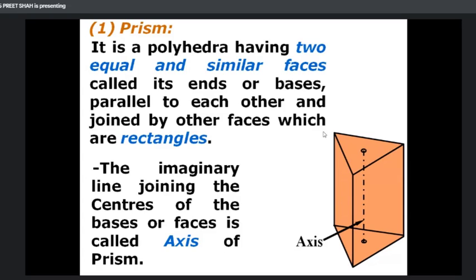Understand? Okay. Connect the center of the top with the center of the bottom; whatever line you get, that is called the axis of the prism. Now, a prism means the top portion and bottom portion have the same shape, and they are connected by rectangular faces, so it is a prism. Okay, next one.